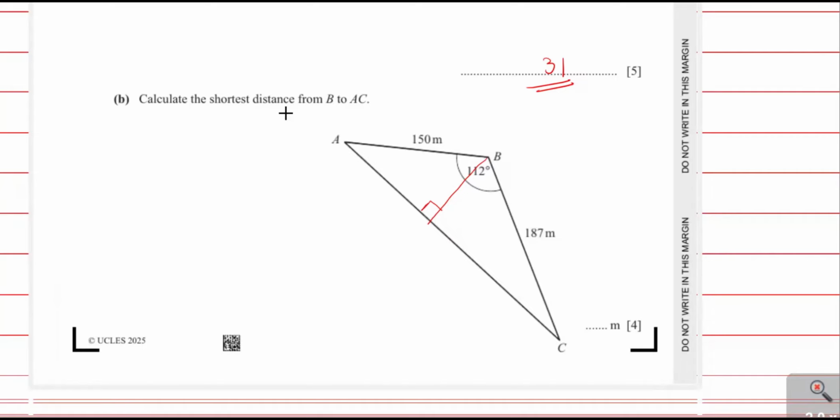Part B: calculate the shortest distance from B to AC. Look here, this is the point B and this line is AC, and we will draw the perpendicular from B to AC. This is the shortest distance we have to calculate. And we can calculate this height by taking the area of triangle ABC using the base length AC. We write the area of the triangle as 1 over 2 into AC into height.